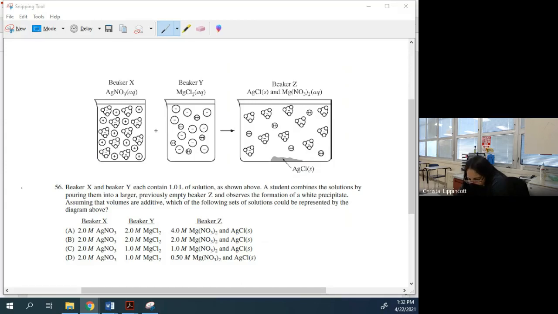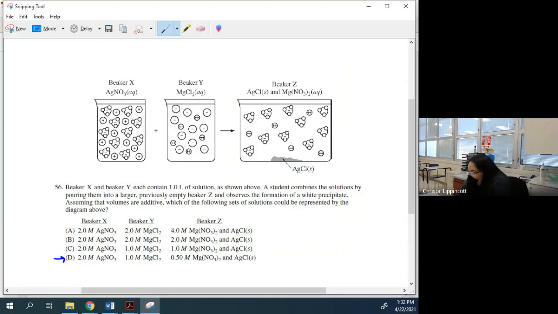Okay, Austin says D, and D is the correct answer. Let's talk about why. Did you notice that this container got massively larger compared to these two? Did you see that that doubled in size? So you need to recognize what that's going to do to your molarity.